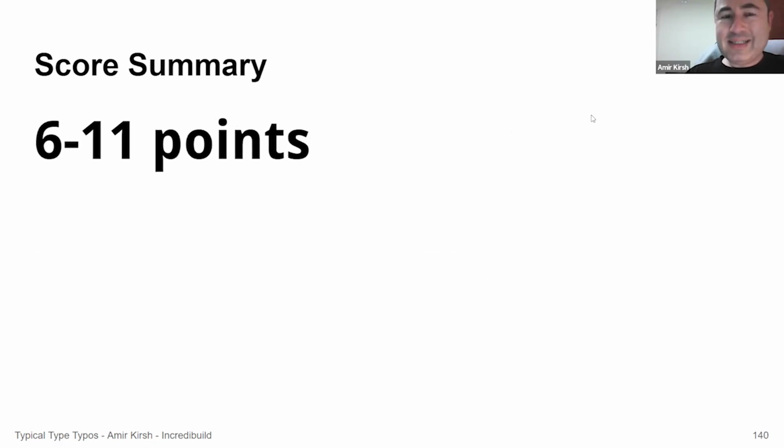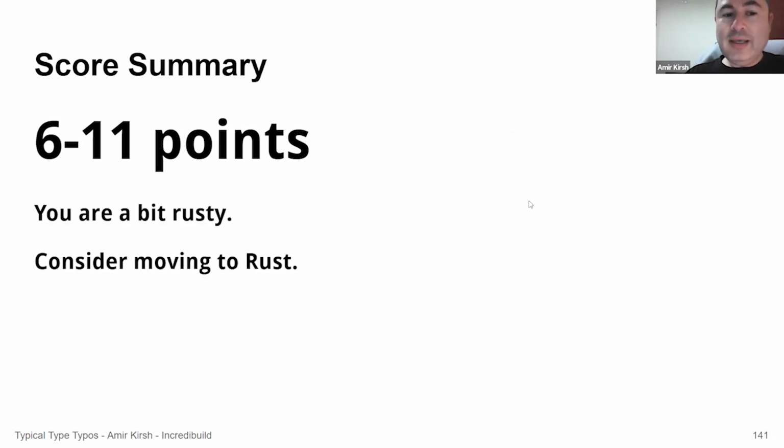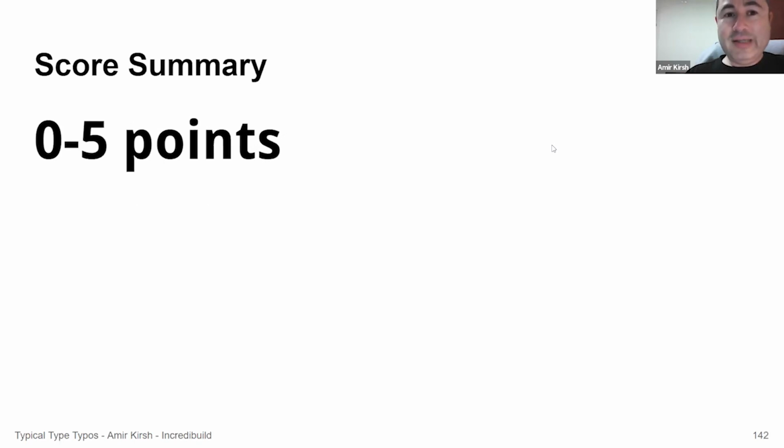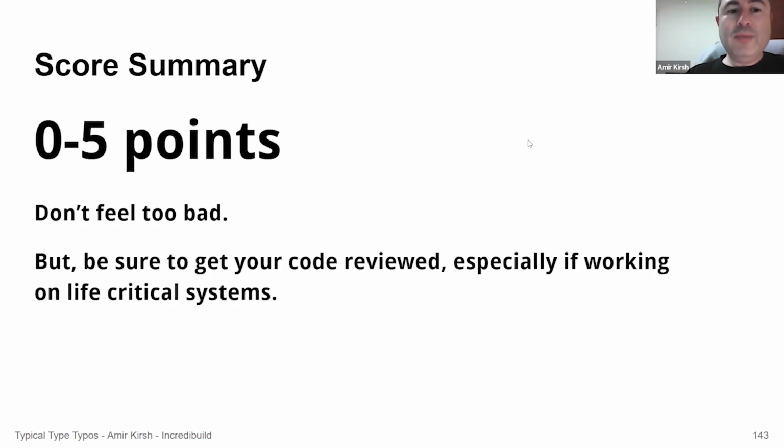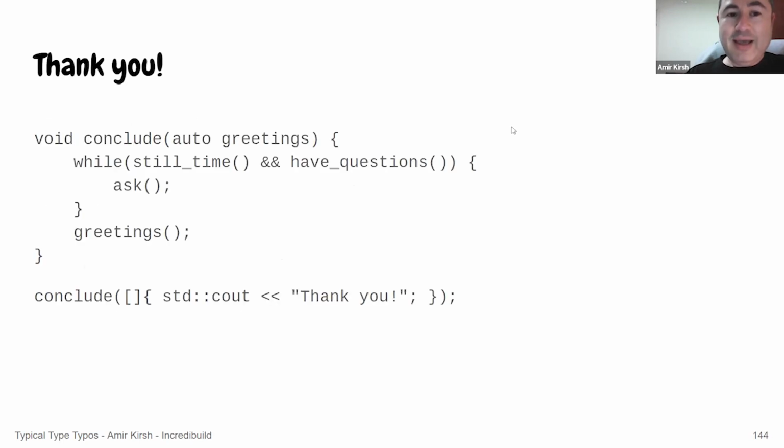Oh, 6 to 11 points. Well, you are a bit rusty. Consider moving to Rust. If you got 0 to 5, then you don't have to feel too bad, but be sure to get your code reviewed, especially if you're working on life-critical systems. That's it for today. Thank you all.